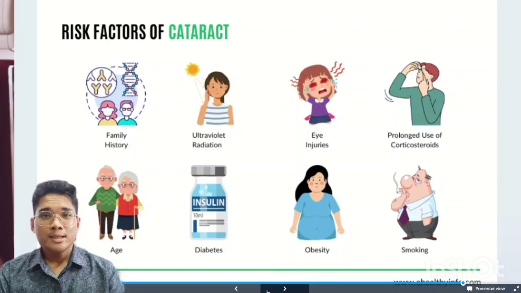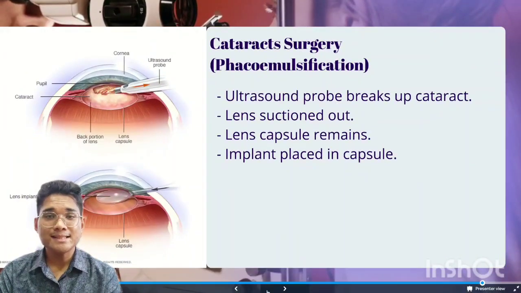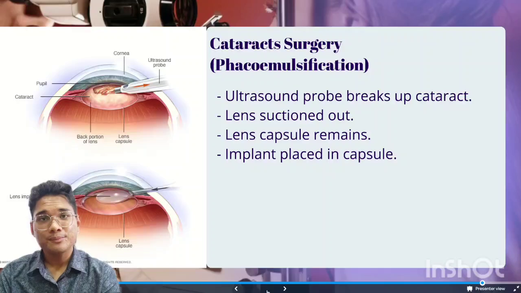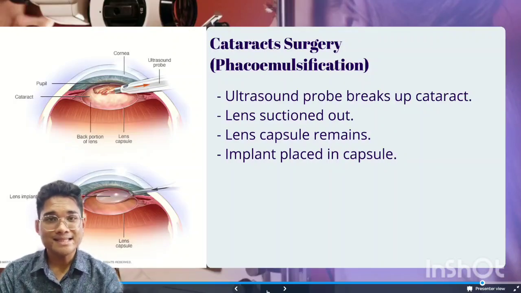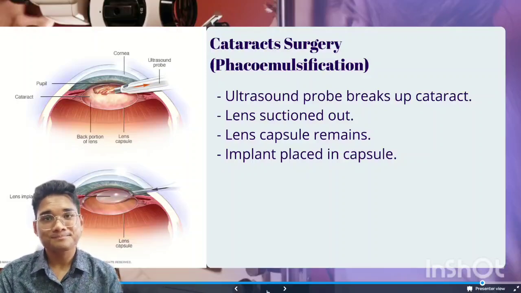The most effective treatment for cataracts is cataract surgery, specifically phacoemulsification. In this procedure, first an ultrasound probe breaks the cataract into small pieces, and the damaged lens is removed, and an artificial lens implant is placed inside the eye. To visualize the procedure clearly, we can refer to this video. For our information, cataract surgery is one of the safest and most successful operations, with over 90% of patients reporting improved vision after the procedure.